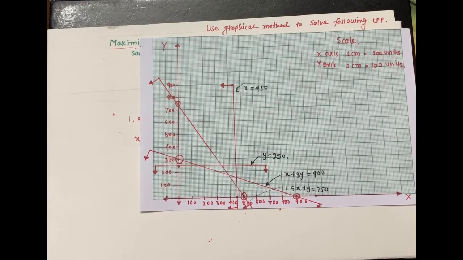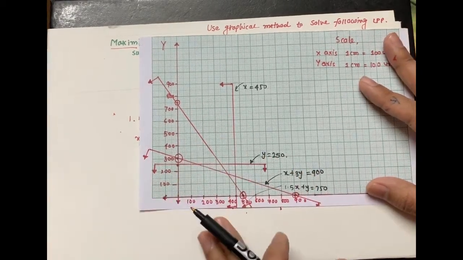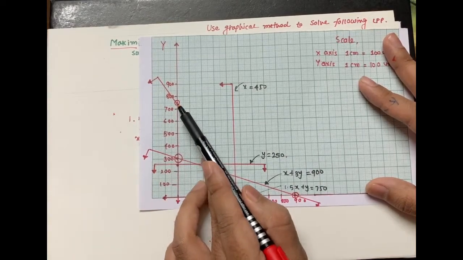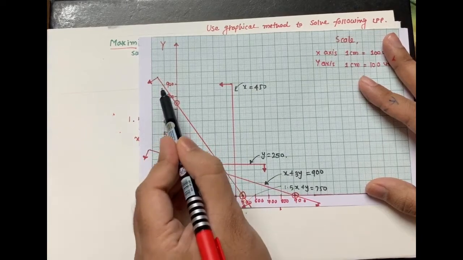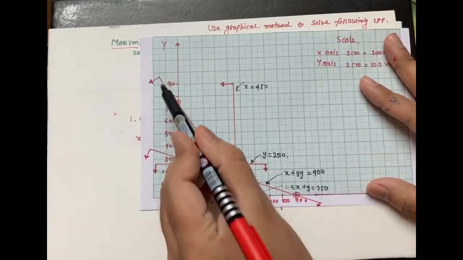What is the solution of this graphical method? The intersection of all these lines, or the common region of all these boundaries, is considered as your feasible solution. It is considered as your bounded region as well. See, the common region of all this, the region below this line, it is all this region.